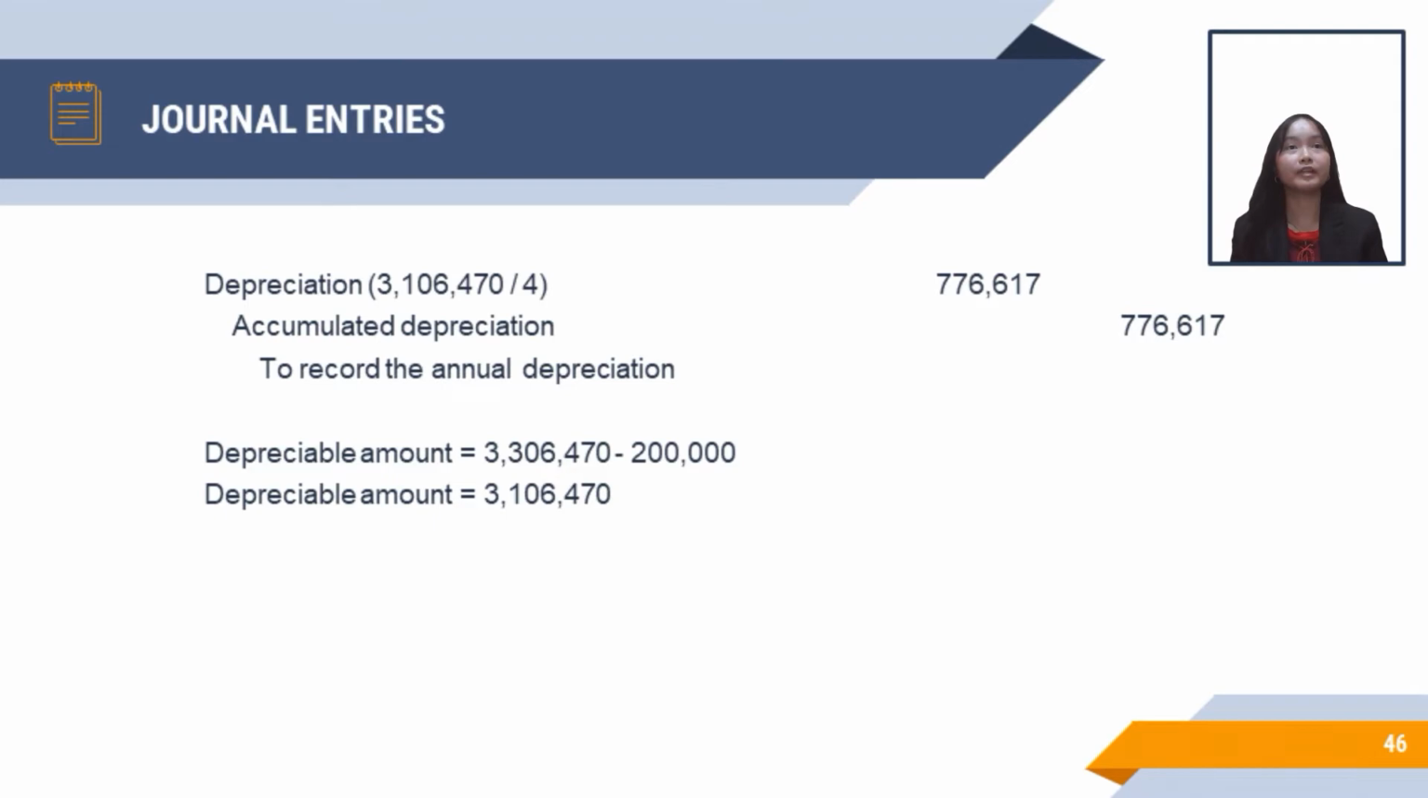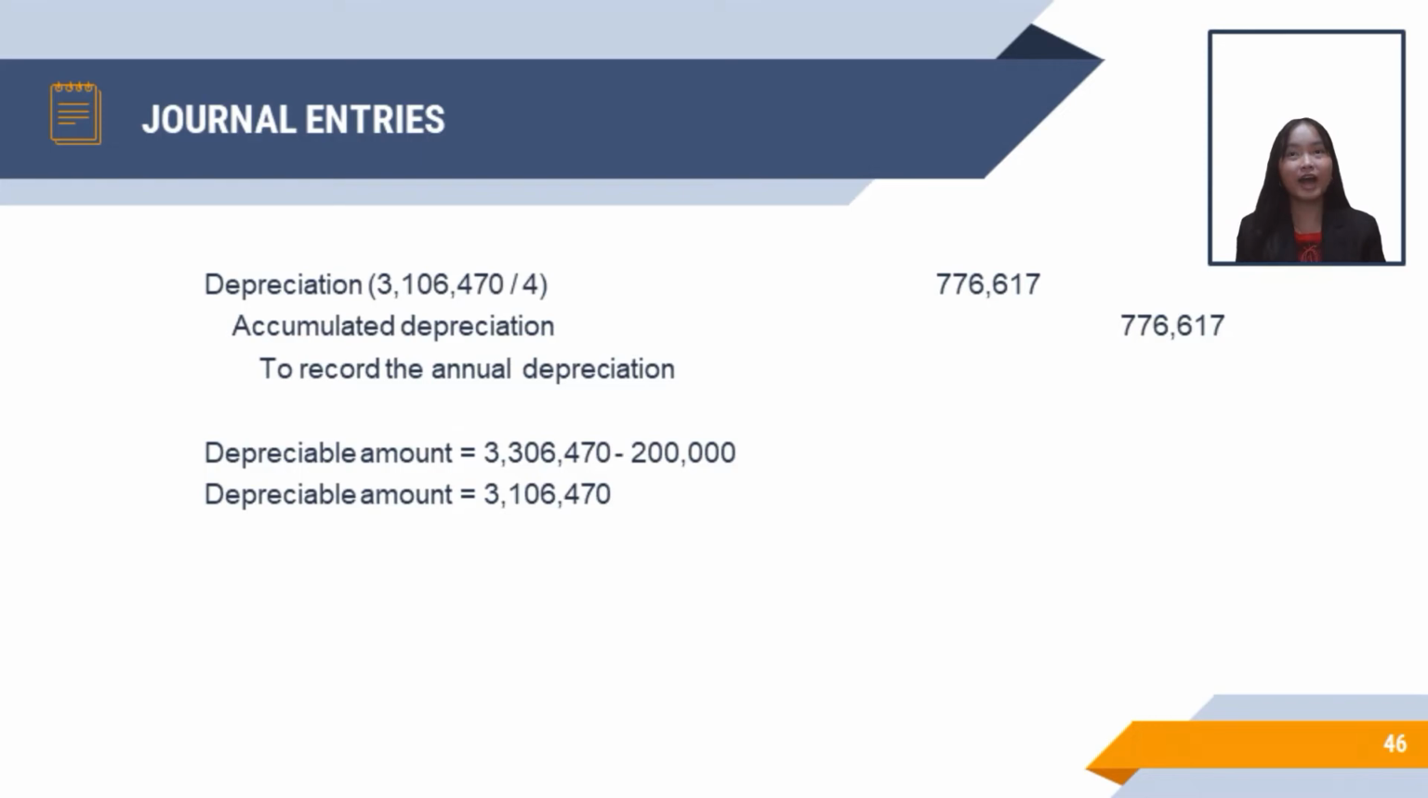Then we will debit depreciation for 776,617 and credit accumulated depreciation for 776,617. And that is to record the annual depreciation. The asset is depreciated over the lease term of 4 years, which is shorter than the useful life of 5 years because there's neither a transfer of title nor a reasonably certain purchase option.